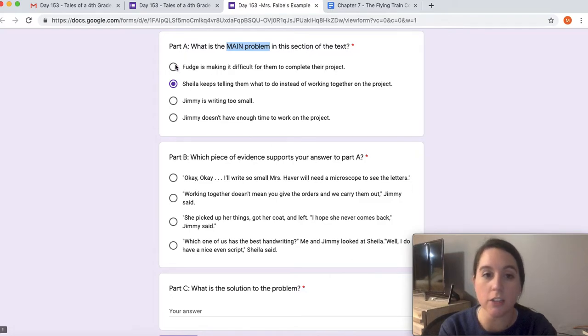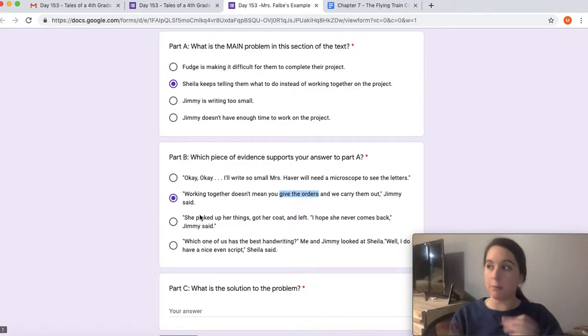That's Jimmy talking, so that's not telling me Sheila's telling them what to do. Working together doesn't mean you give the orders and we carry them out, Jimmy said. So that's Jimmy talking to Sheila, telling her that you can't keep giving us orders. So that's definitely under telling them what to do. She picked up her things, her coat, and left. I hope she never comes back, Jimmy said. So that doesn't tell me, that's more after the problem. That's not telling me what the problem is. Because the problem isn't that she left. The problem is that they can't decide on stuff.